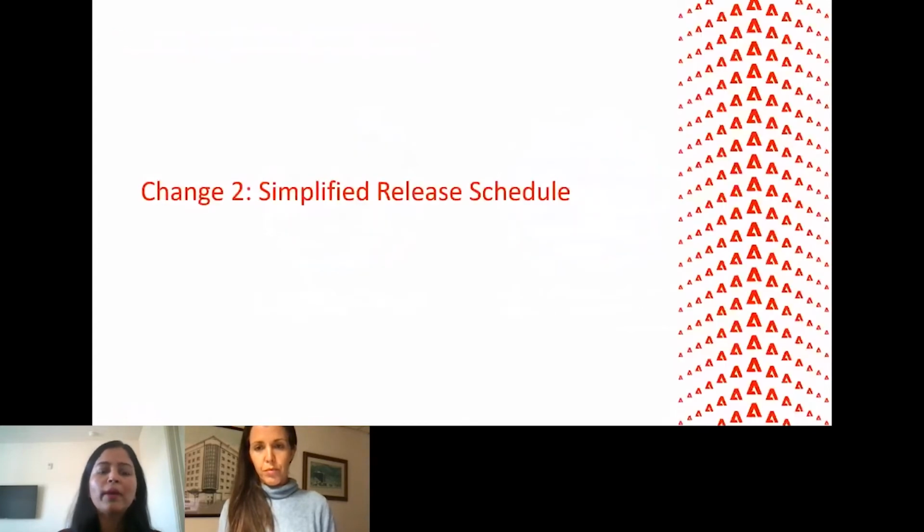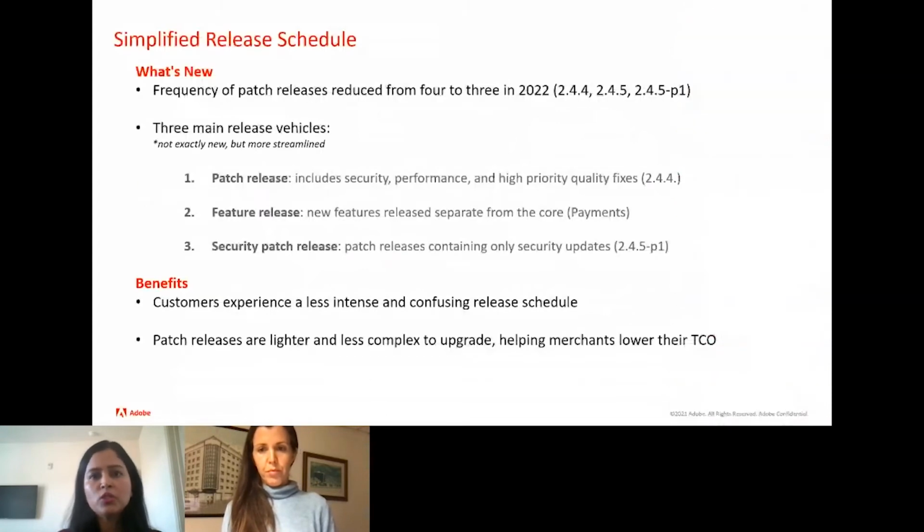Next, let's talk about the simplified release schedule. So as I said earlier, we are committed to simplifying our release schedule as well as making it more predictable. We are reducing the frequency of commerce patch releases from 4 to 3 in 2022. And these releases will happen through 3 main release vehicles. So first is patch release, which will include security, performance, and high priority quality fixes. Think of 2.4.4, for example.